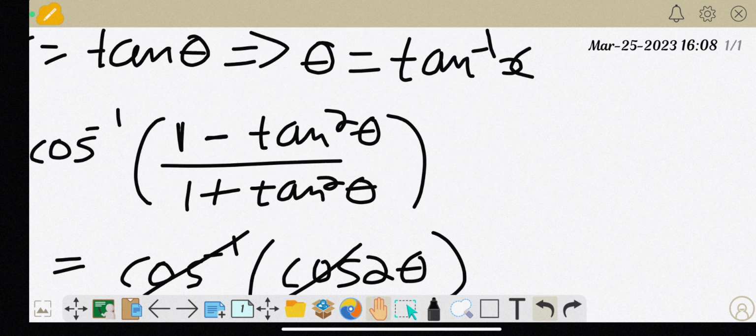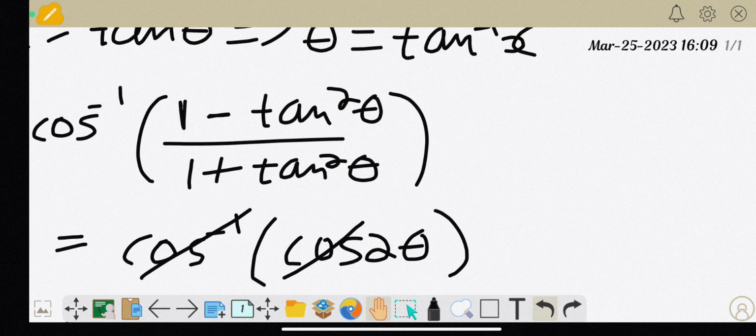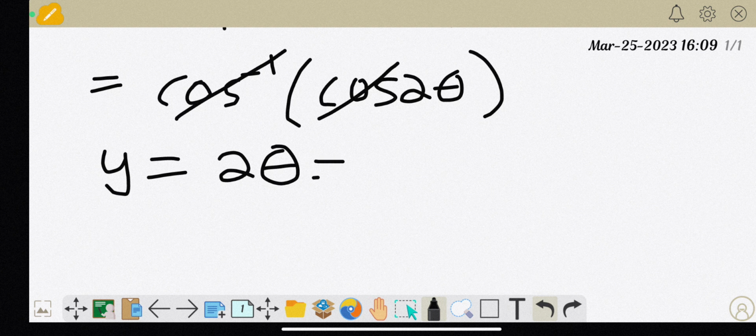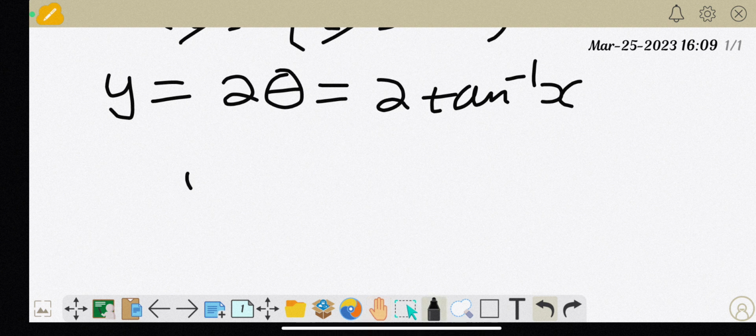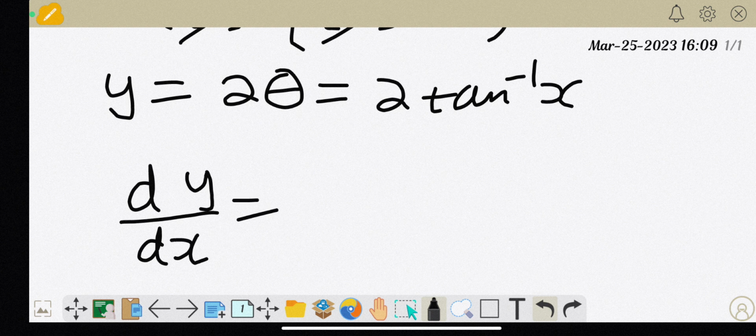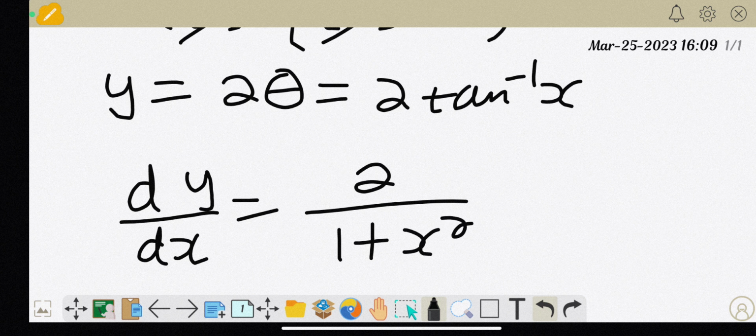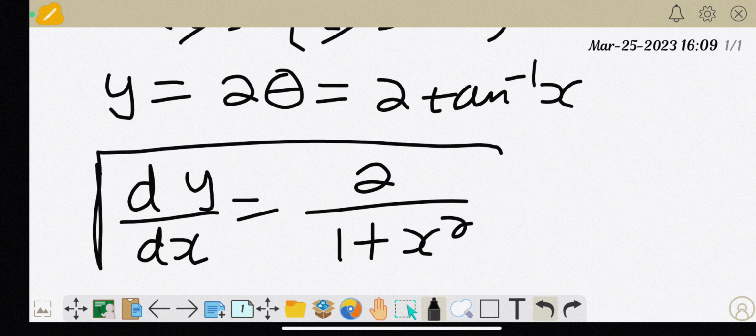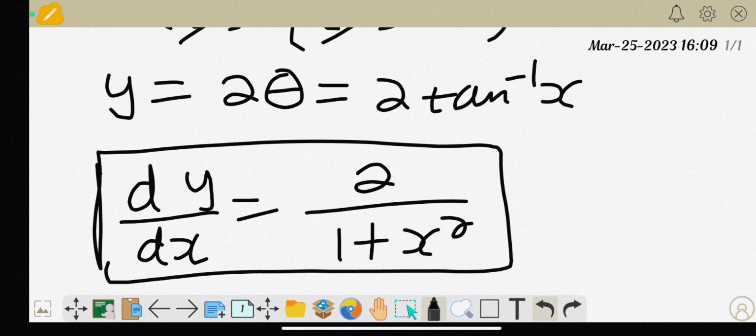So what is our theta? Theta is equal to tan inverse of x, so 2 tan inverse of x. So therefore dy by dx is equal to, what is tan inverse x formula? It is 1 by 1 plus x square. So 2 was already in the numerator, so this is our required answer. So in this way we can solve.